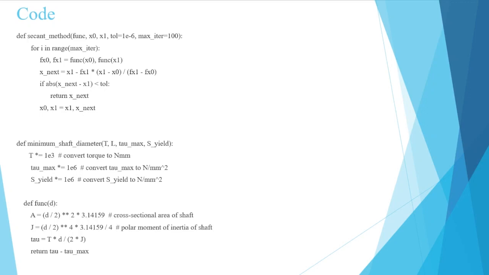In the next block of the code, we define a function func that takes in the diameter d of the shaft and returns the difference between the shear stress in the shaft due to the applied torque and the maximum available shear stress Tomax. In the next line, we compute the cross-section area and polar moment of inertia of the shaft given its diameter d. And also, we compute the shear stress tau in the shaft due to the applied torque T with the formula tau equals T into d by 2 into J.